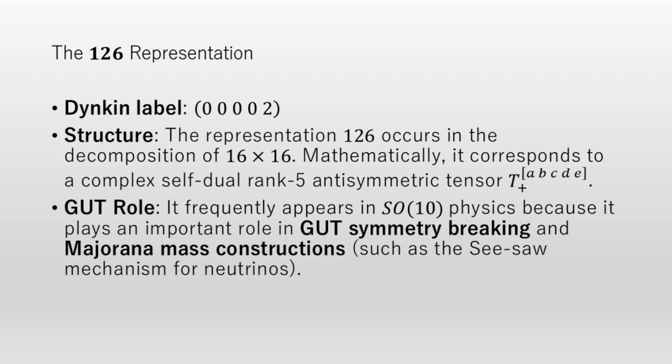The 126 representation. Dynkin label 00002. The representation 126 occurs in the decomposition of 16 times 16. Mathematically, it corresponds to a complex self-dual rank 5 antisymmetric tensor T_ABCDE^+. It frequently appears in SO(10) physics because it plays an important role in GUT symmetry breaking and Majorana mass constructions, such as the seesaw mechanism for neutrinos.